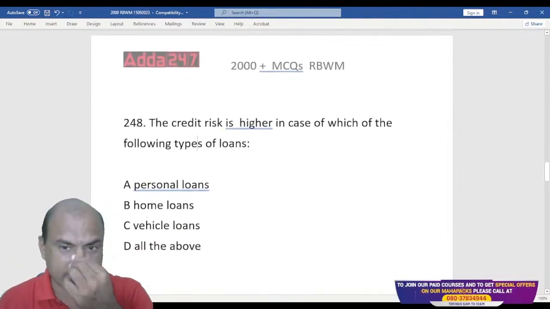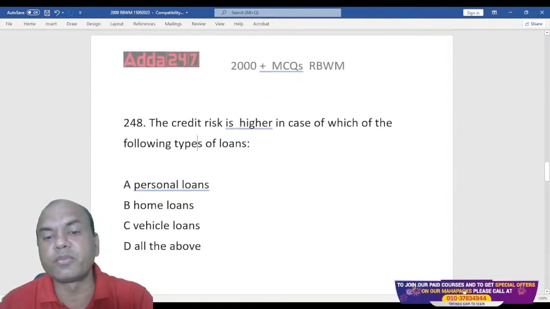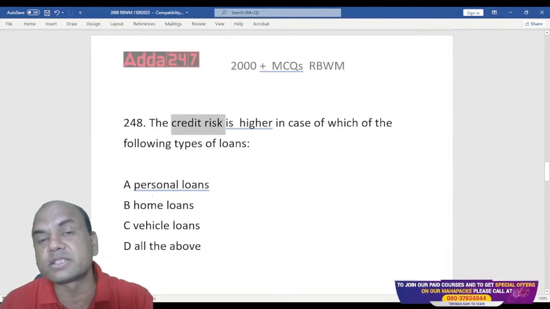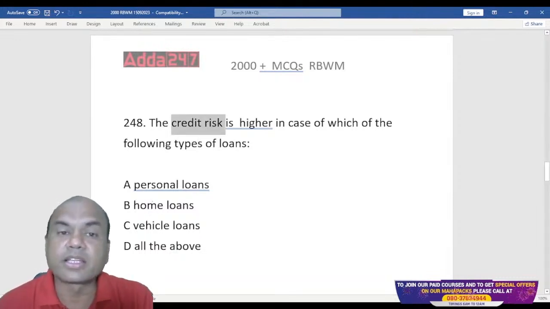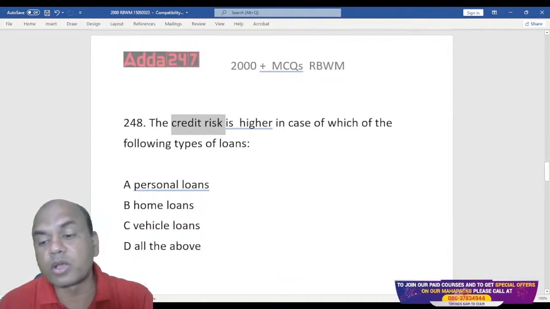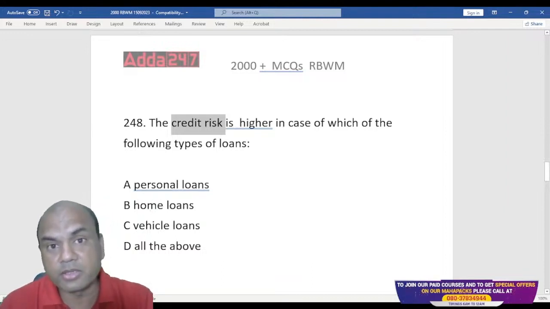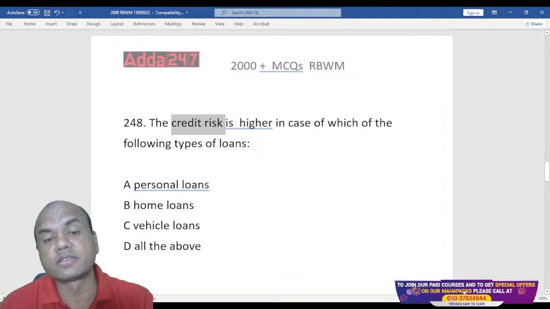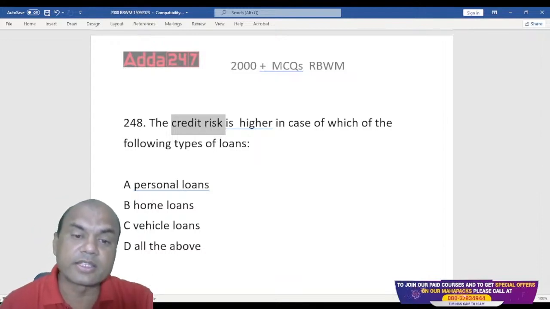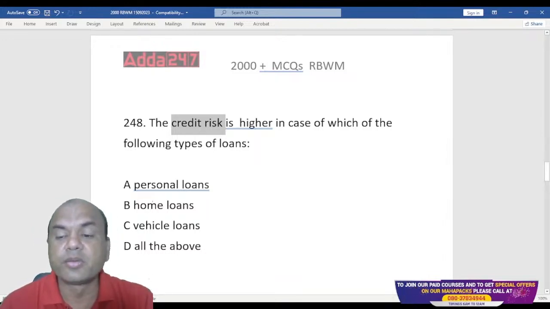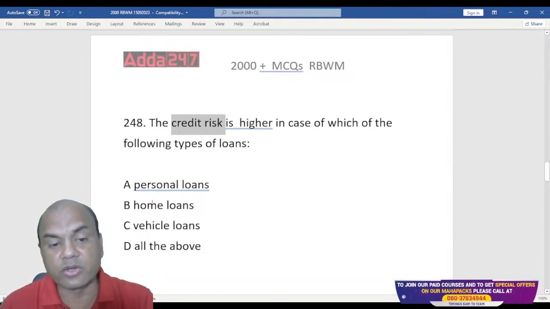The credit risk is higher in case of which of the following types of loans? Credit risk means what? Firstly, you need to understand: credit risk means the default risk, the borrower not paying you. Suppose I give a loan to you and you don't pay, then I'll be in trouble. That is known as credit risk. So the credit risk is higher in case of which type of loans? Personal loans, home loans, vehicle loans, or all of the above.